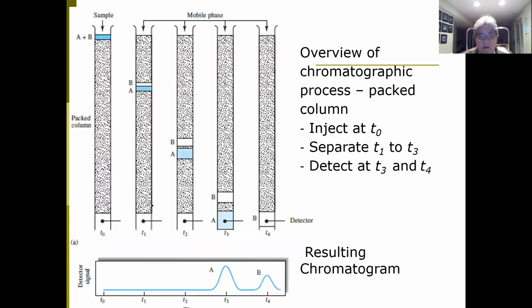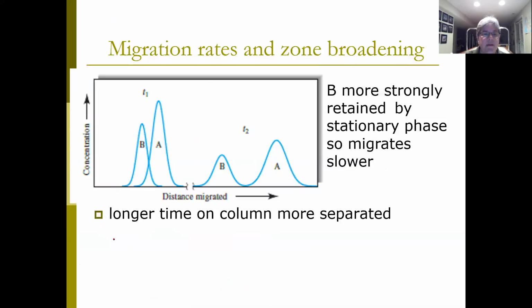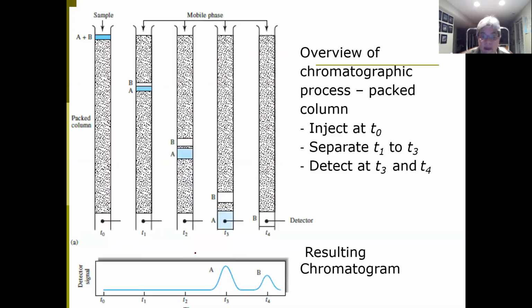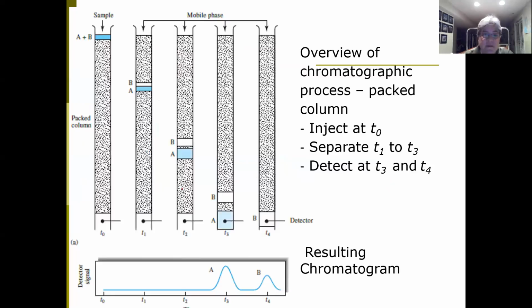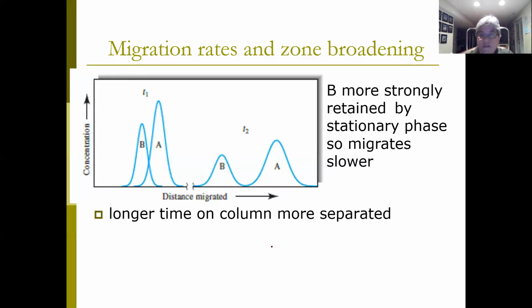Now, notice here, this is signal versus time. This one is concentration versus distance traveled. Notice that A comes out sooner, so A always travels farther. That's why these are flipped in these two pictures. B is the more strongly retained by the stationary phase, so we know that it migrates slower. And the longer these guys are on the column, the more separated they get. You can see that here: not separated, better. The longer they're there, the more separated they get.